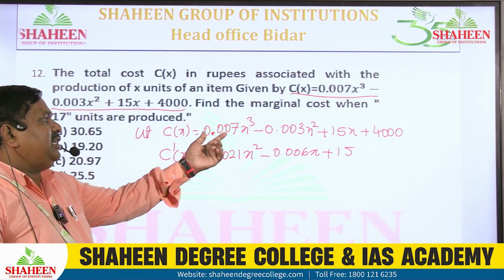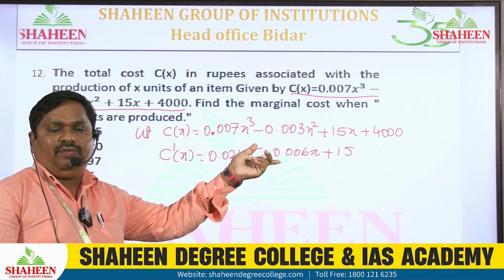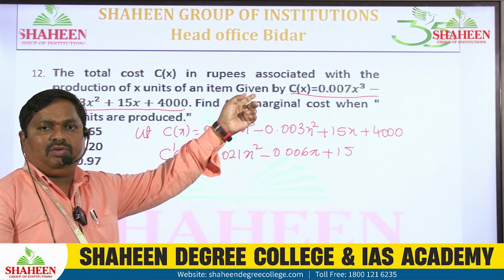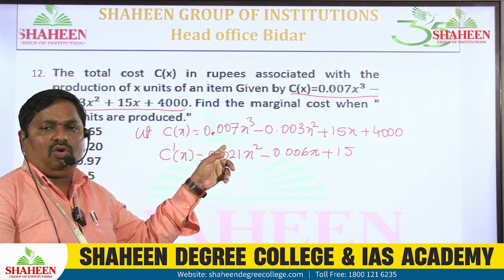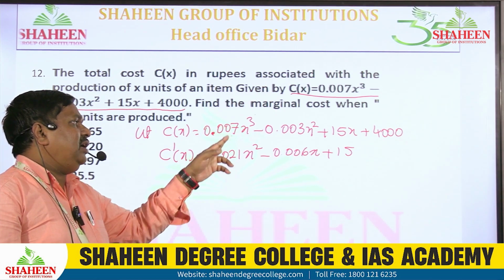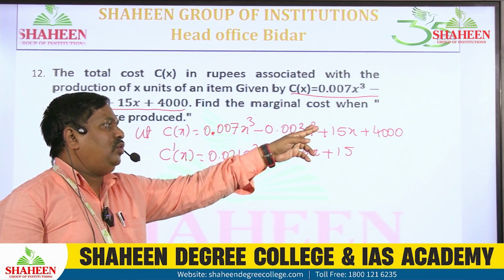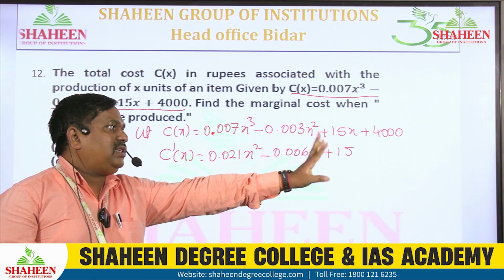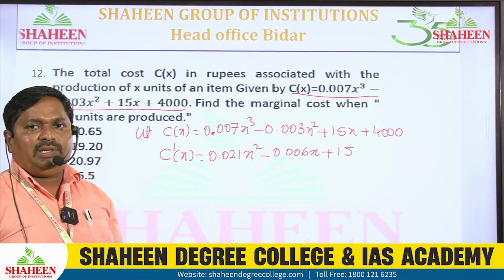If a constant is multiplied with the function, we write the constant as it is and differentiate only the function. So the derivative of x cube is 3x square. The power 3 comes into multiplication with the coefficient. So 3 into 7 becomes 21x square. 3 into 2 into 3 becomes 6x, and the derivative of 15x is 15. And the derivative of the last constant term is 0.